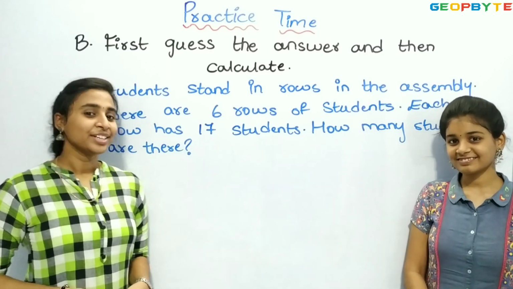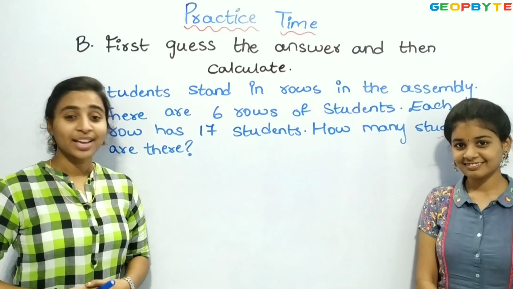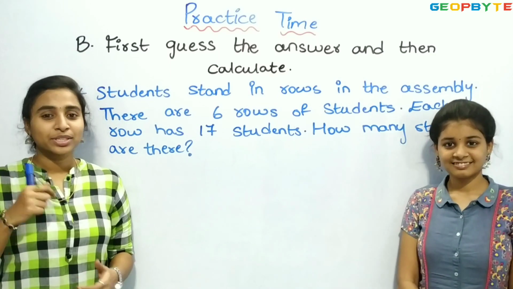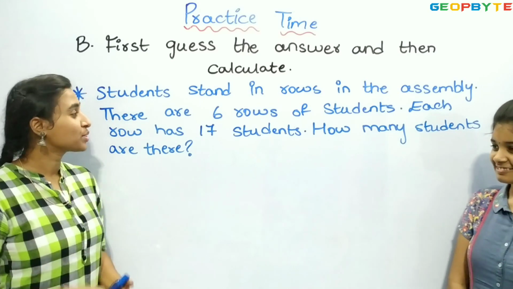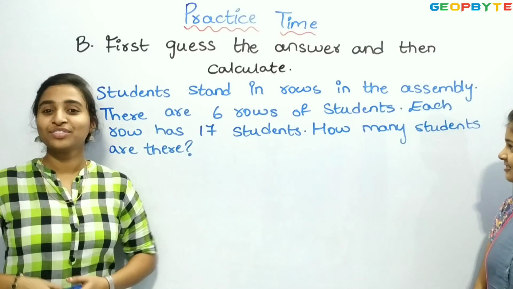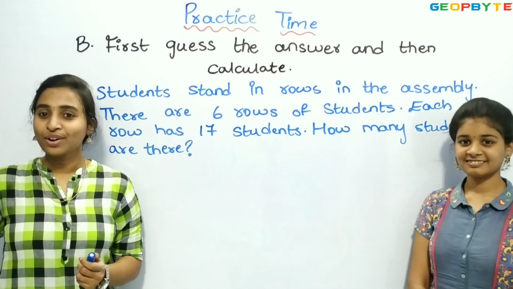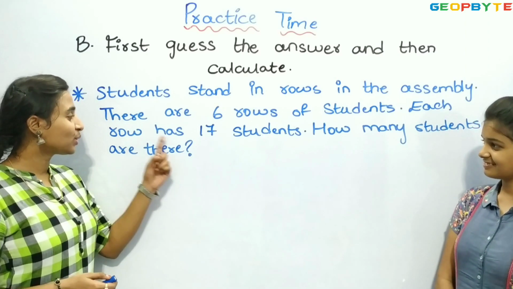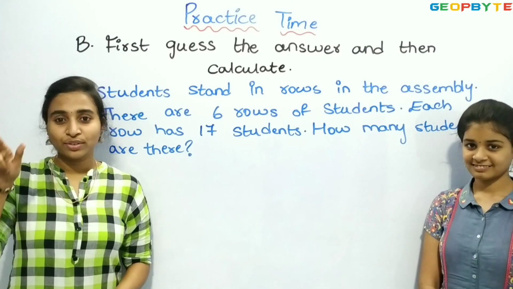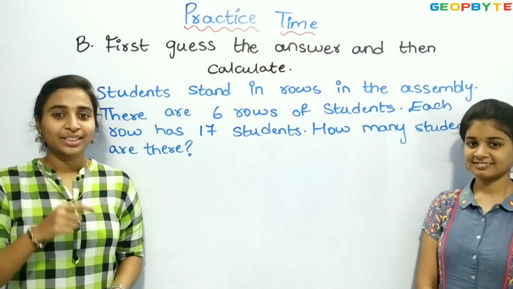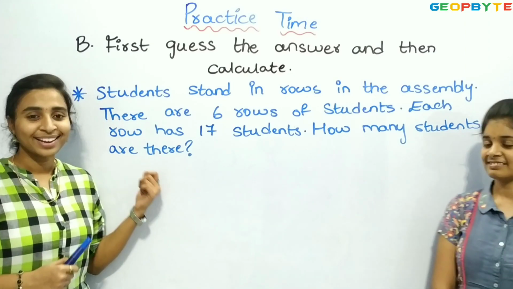Let us find out. Children, the question is given that students stand in rows in the assembly. Children, you stand in your schools in the assembly, right? For prayer. So, there are 6 rows of students. In that assembly, there are 6 rows of students and each row has 17 students. We need to find out how many students are there.